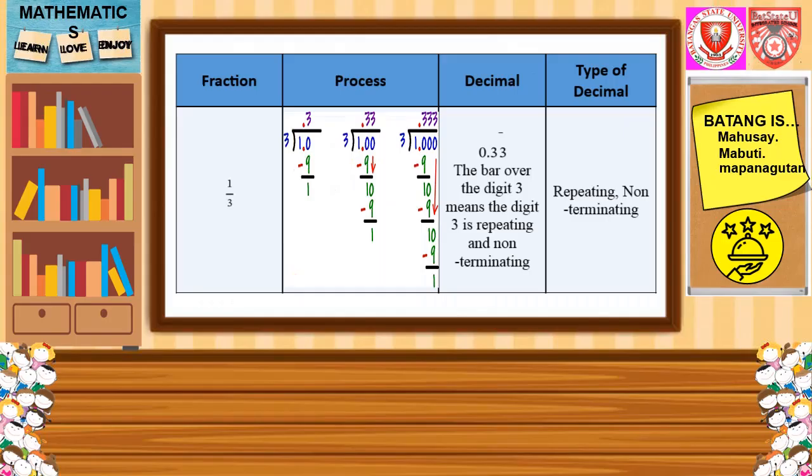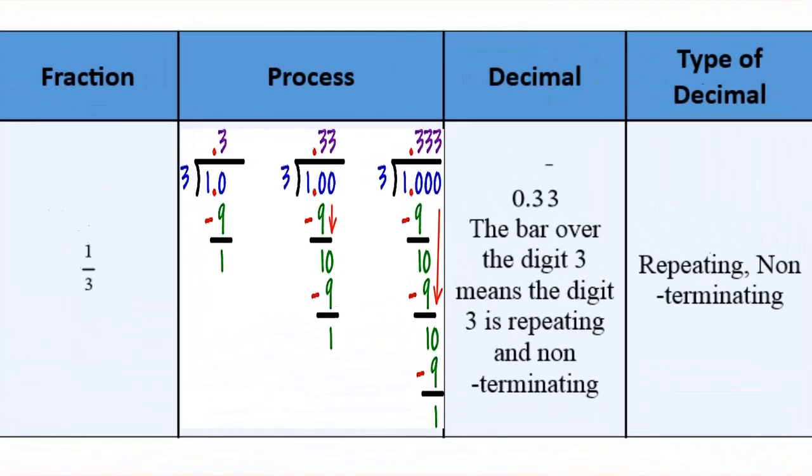Another example, we have 1 over 3. So 1 will be our dividend. Then 3 will be our divisor. So 1 divided by 3 is 0.3, or 0.33, or 0.333.